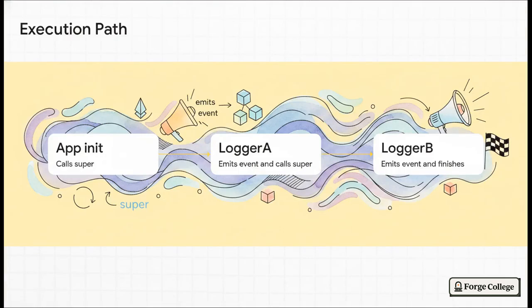So, let's trace our newly fixed execution path. Step 1. App runs its init and calls super. Step 2. The baton passes to logger A since it's next in the C3 line. Logger A emits its event, and because it is a good team player, it also calls super. Step 3. The baton passes to logger B. It emits its event, and the race finishes successfully. Beautiful, right? Both events fire perfectly in sequence, exactly as we wanted.